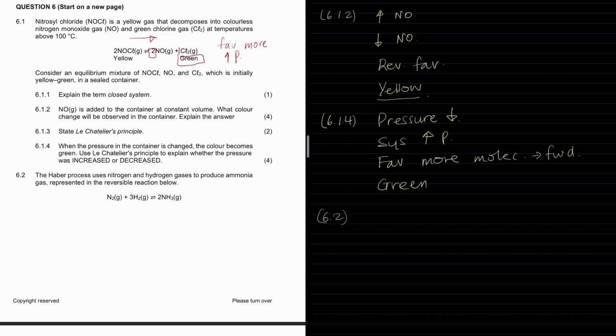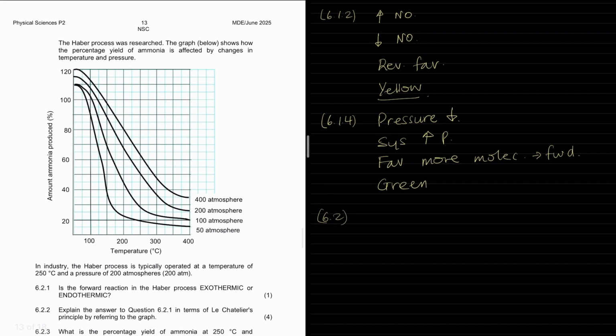Question 6.2. The Haber process uses nitrogen and hydrogen gas to produce ammonia, represented in the reversible reaction below. The graph below shows how the percentage yield of ammonia is affected by changes in temperature and pressure. In industry, the Haber process is typically operated at a temperature of 250 degrees Celsius and a pressure of 200 atmosphere.